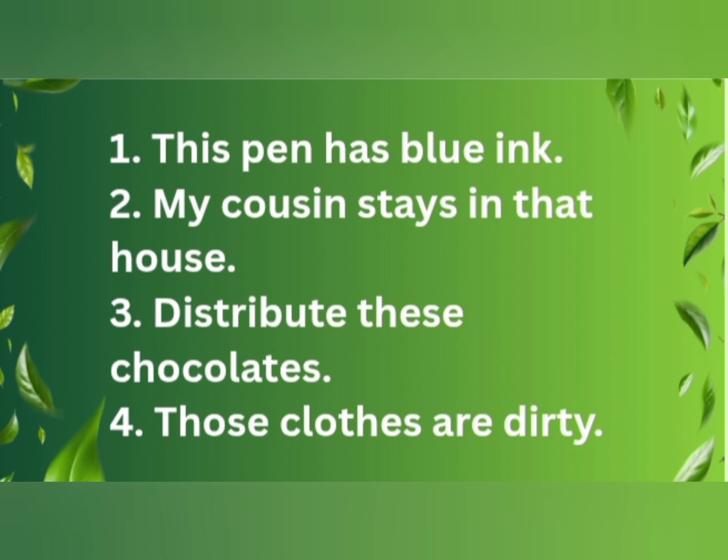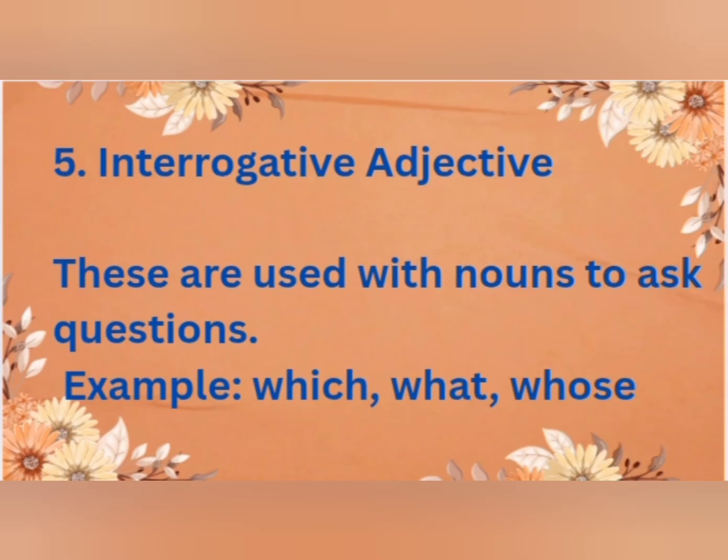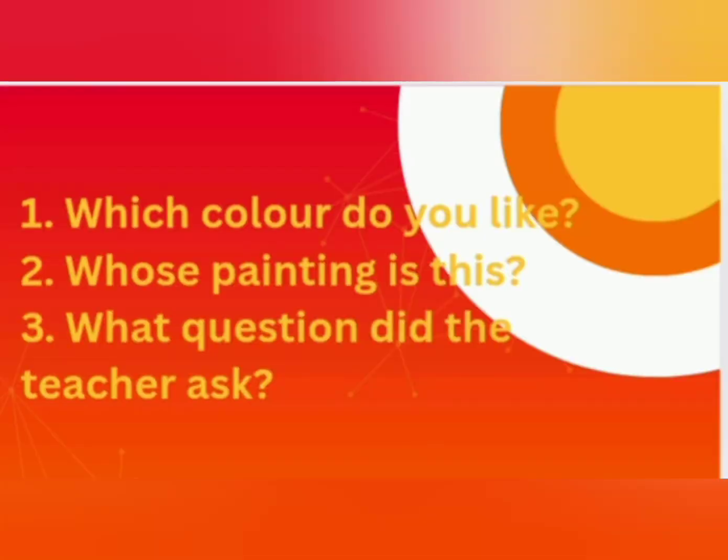Next is interrogative adjective. What are interrogative adjectives? These are used with nouns to ask questions. So this type of adjective is used with the nouns or pronouns to ask questions. Example, which color do you like? So color here is the noun, which color? So here which is the interrogative adjective. Whose painting is this? Whose? What question did the teacher ask? What?